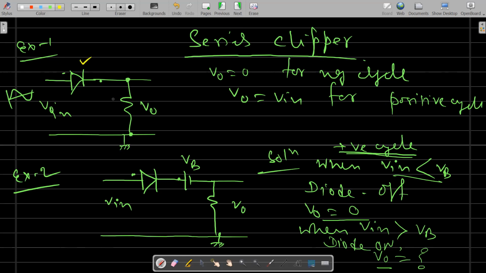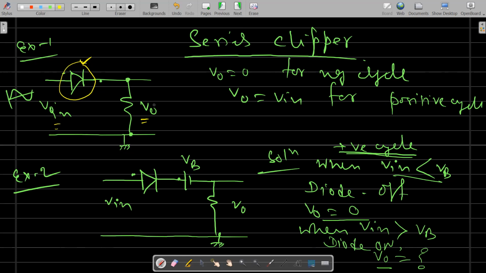But in the shunt clipper, the diode was connected in parallel, but here the diode is connected in series. So one thing is clear: in a series clipper, when the diode is on, the input and output are connected. When the diode is on, the input will be the output. And when the diode is off, the circuit will be open, and V0 will be simply 0.